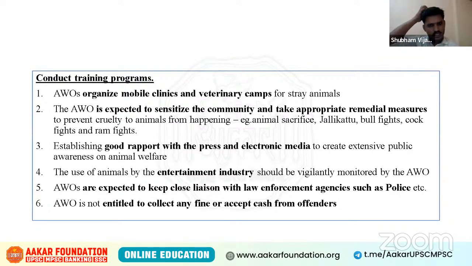As at the beginning of a movie, there is a disclaimer that no animals were harmed during the making of this film. So that thing has come here. The AW is expected to keep close liaison with law enforcement agencies such as the local police, just as he has to make good rapport with the local press. He is not entitled to collect any type of fine or accept cash from the operators. He just has to do the other activities and is not authorized to collect fines on his own behalf.